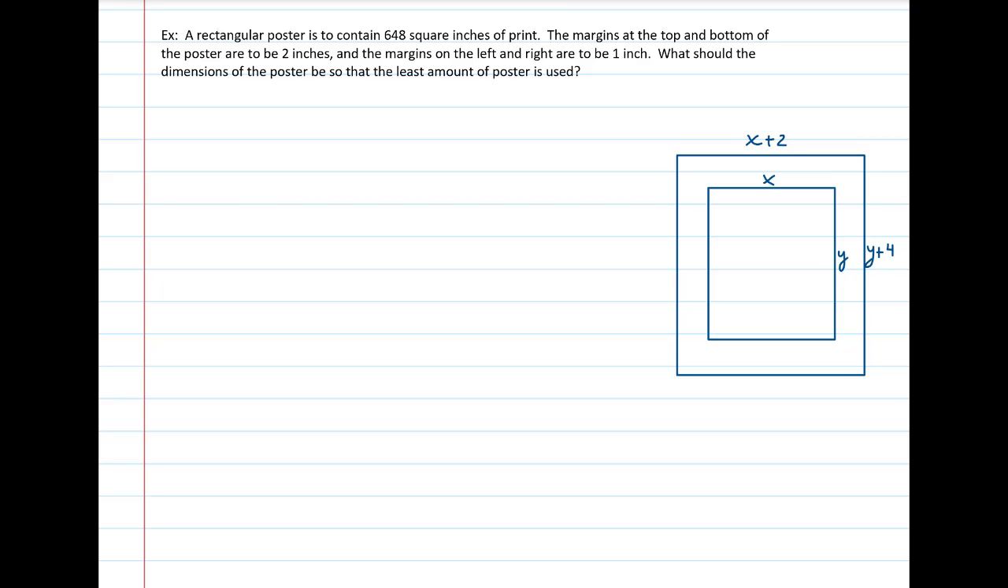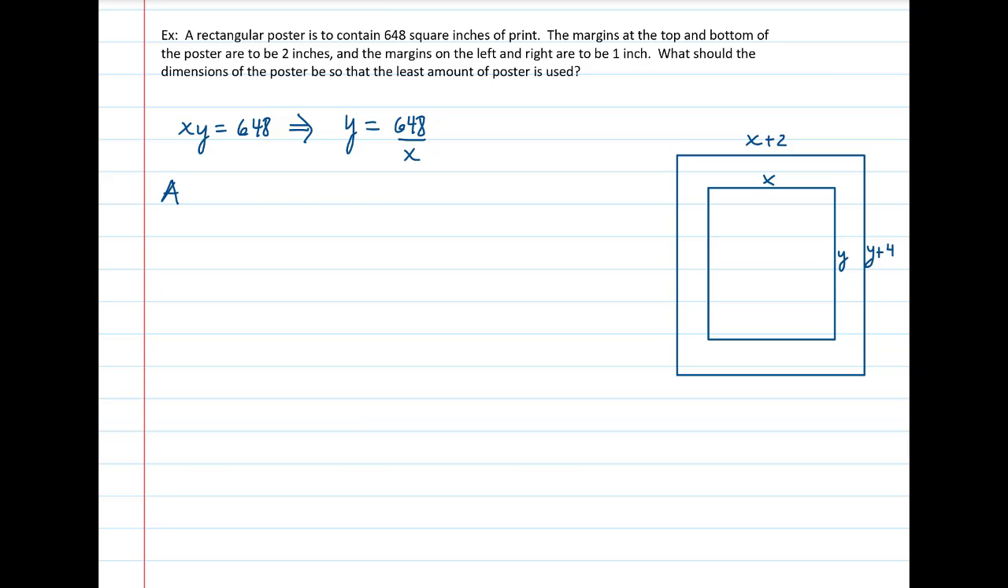And for the poster, since the top and bottom margin is 2 inches, I'm going to add 2 inches to the top and bottom of that y, the side labeled y. So that side of the poster is going to be y plus 4. In the same way, the top side of the poster is going to be x plus 2, since you're adding 1 inch to the left and 1 inch to the right of the poster there.